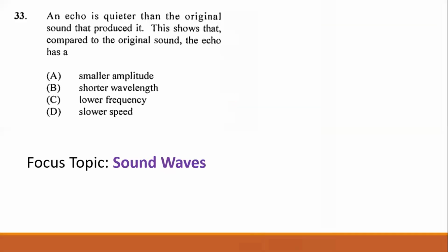Right, number 33, an echo is quieter than the original sound that produced it. This shows that compared to the original sound, the echo has a... and we know that amplitude is directly related to the loudness or the intensity of a sound. The smaller the amplitude, the softer the sound will be. So our answer is A.